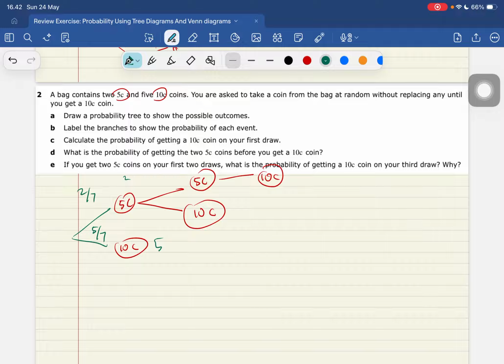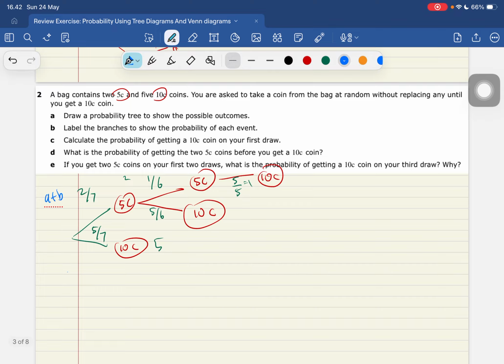We take it out without replacement. So for 5 cents we got 1 remaining out of 6, and 10 cents is gonna be 5 out of 6. And last, we don't have the 5 cents, so only 5 over 5, which is equal to 1. There it is. B, okay, we label it. This is A plus B.